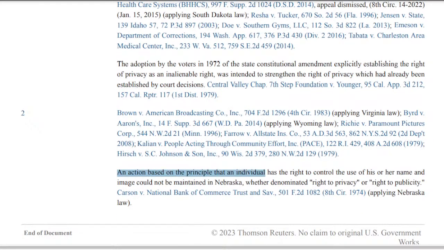An action based on the principle that an individual has the right to control the use of his or her name and image could not be maintained in Nebraska, whether denominated right to privacy or right to publicity. So an action based on the principle, so this is not a good angle here, guys, that an individual has the right to control the use of his or her name and image could not be maintained, in Nebraska at least, whether denominated right to privacy or right to publicity. Interesting. National Bank of Commerce, Trust and Savings. And that was 1974, applying Nebraska law.